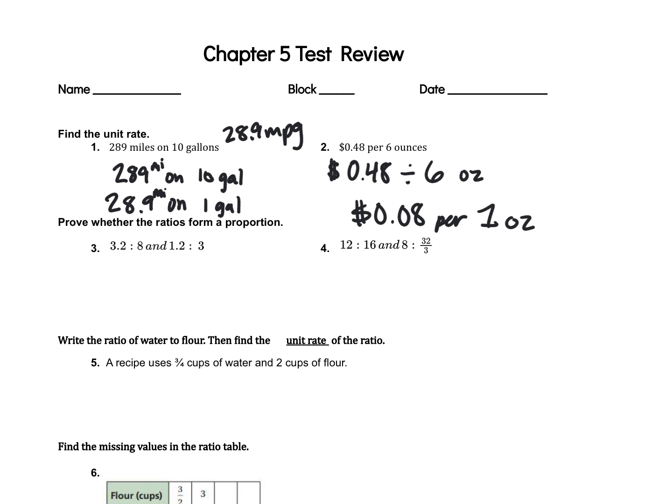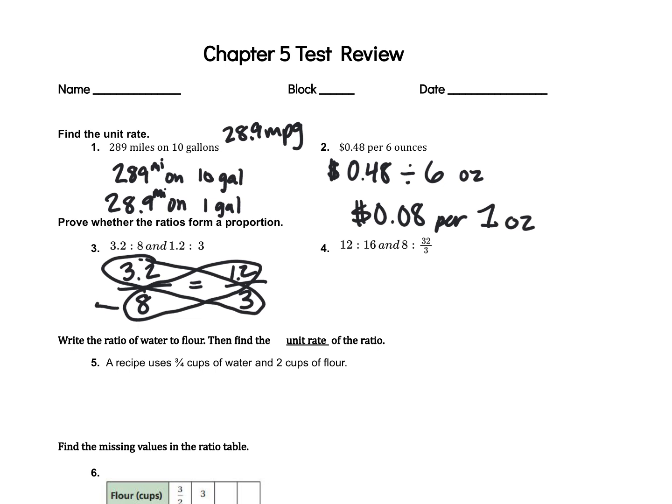For number 3 and 4, I'm proving whether these form a proportion or not. I'm going to make these into fractions. If they are proportions, then we know that they are equal, and we have a bunch of different ways to check that. One way is cross-multiplying. When I cross-multiply, these will be proportional if I get the exact same answers.